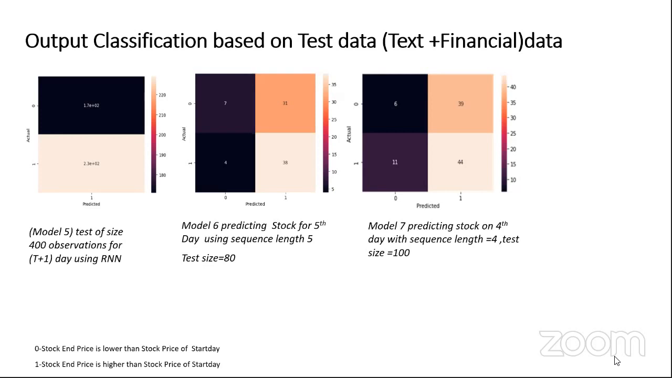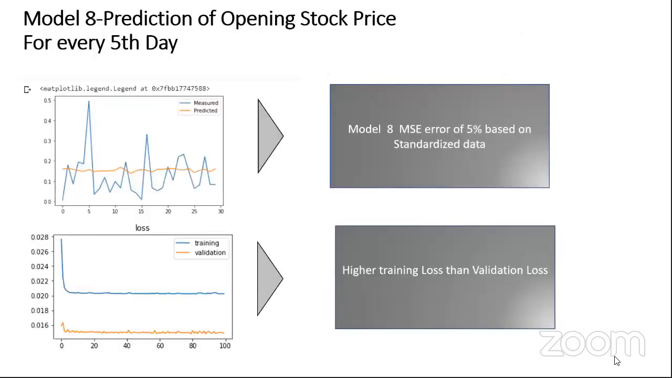I think for model 5, we got 58% accuracy, and we ran the same thing for text and financial information. So each model we predicted for the 5th day or for the 4th day. The test size is varying for each thing, probably because I needed to create a matrix, and I had to reshape it, and therefore I think the test size is a little unequal in all 4 of them.